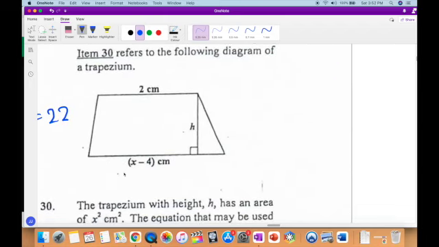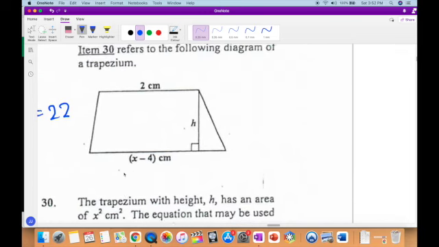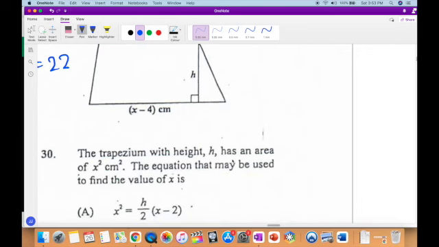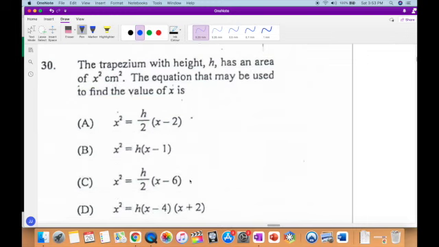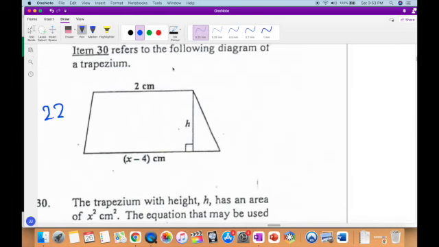The item refers to the following diagram of a trapezium, right? So we see here that we have a perpendicular height. The trapezium has a height h and an area of that. The equation that may be used to find the value of x is all of that business. Well, what is the area of a trapezium? The area of a trapezium is half of a plus b times the perpendicular height, isn't it? Is this the area of a trapezium?